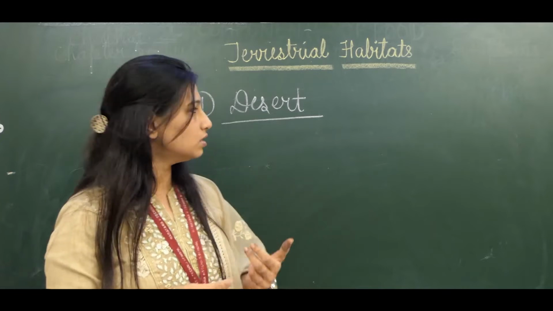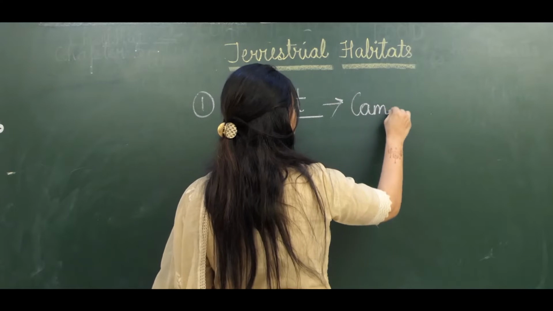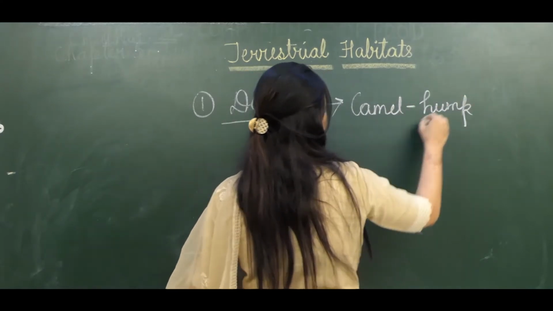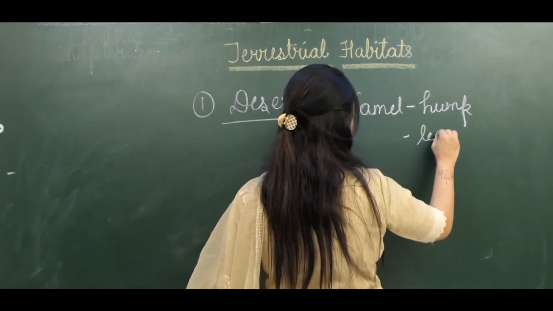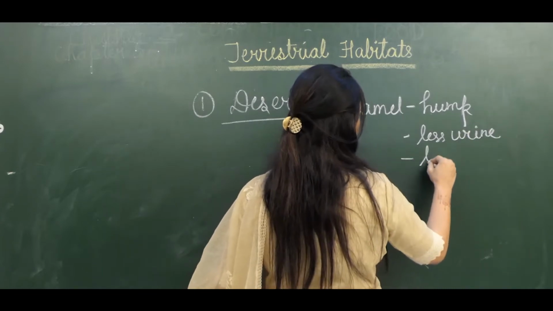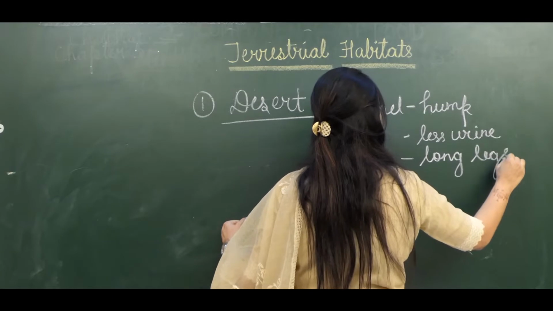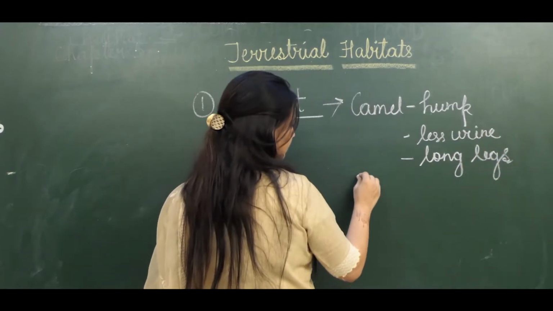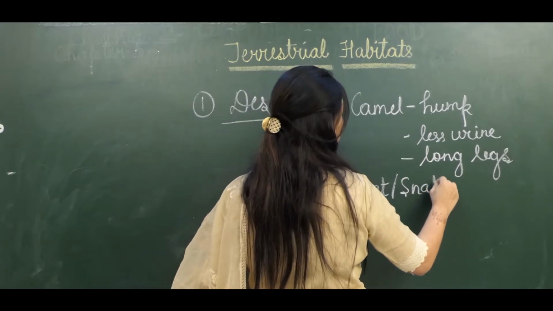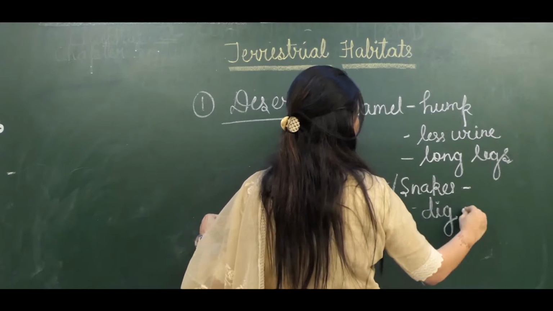So we saw adaptations of camel, right? Hump, less urine, long legs, etc. Then rats and snakes, what do they do? They dig burrows to avoid the heat.